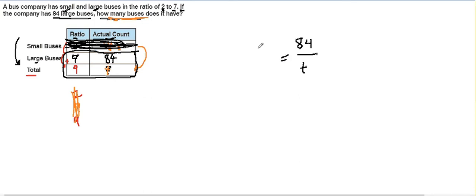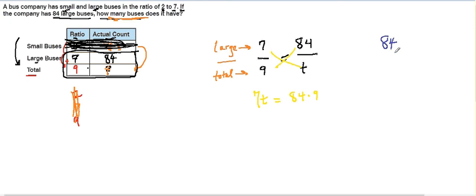But we know that this is the same ratio where you have 7 large, because remember we're keeping this as the large bus. Okay, and then this is the total line. 7 to 9 is 84 to T. All right, how do I solve proportions? Multiply across, multiply across.